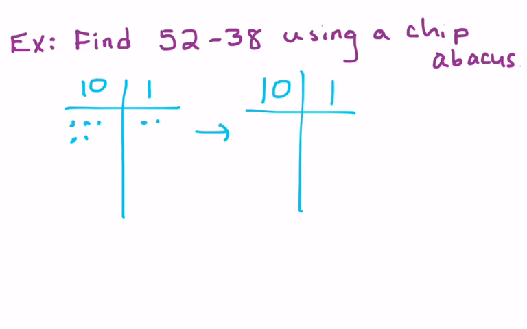Okay, exchange 1 chip that represents 10. So I'll only have 4 left, and exchange one of those 10 chips for 10 1 chips, 10 chips representing 1. Right, and I still have the 2 from before. And then take away 38, so 3 chips in the tens column, 8 chips in the ones column. Okay, and that leaves you with 1 remaining here, 4 remaining here. So the answer is 14.